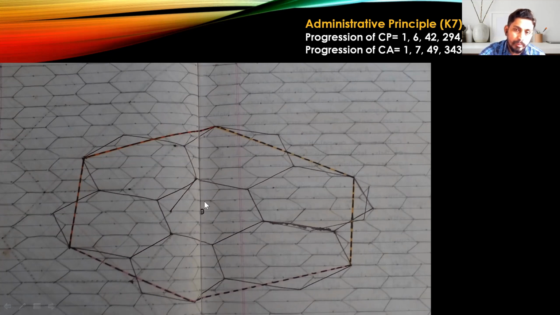And like that, when we look at the progression of the complementary area, at the lower order it serves only 1 complementary area, at the next order it serves 7 complementary areas, and again at the next order it serves 49 complementary areas. That is how the progression of the central place takes place.